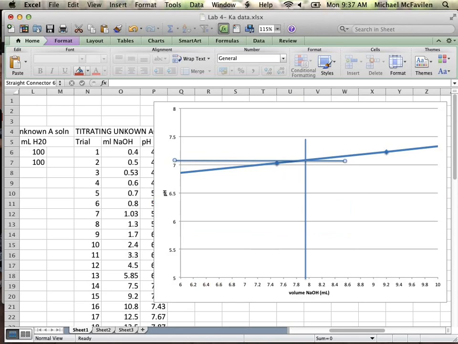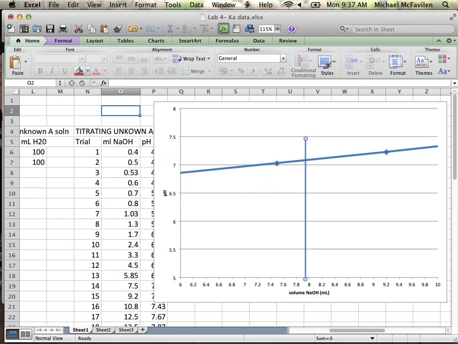We'll go through a little bit better version of the half equivalence to get that pKa once we have a better understanding of what the equivalence point is. Okay? Does that make sense? Any questions about that so far? So all we're doing is using that pH curve and directly interpreting off of it.